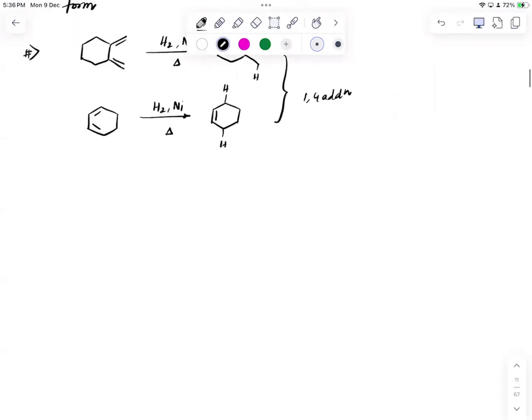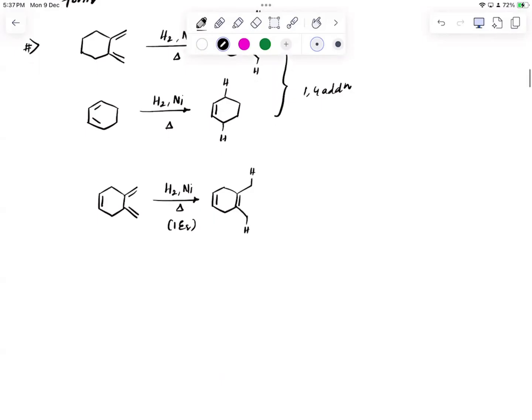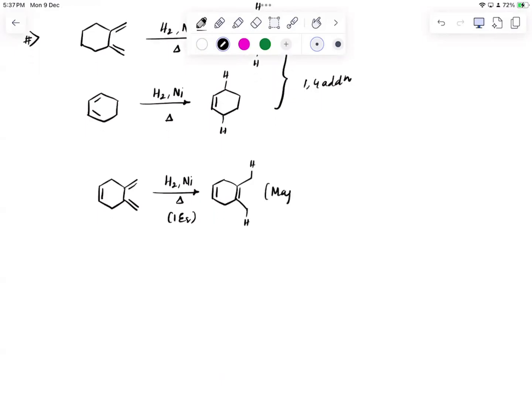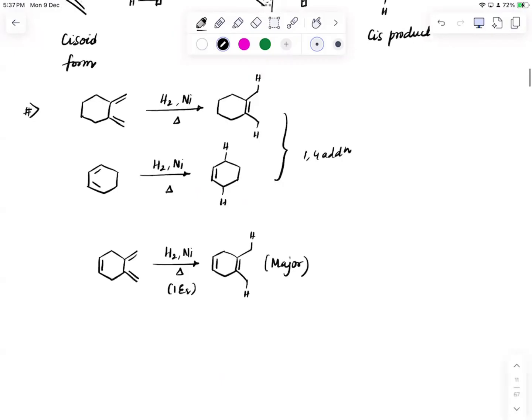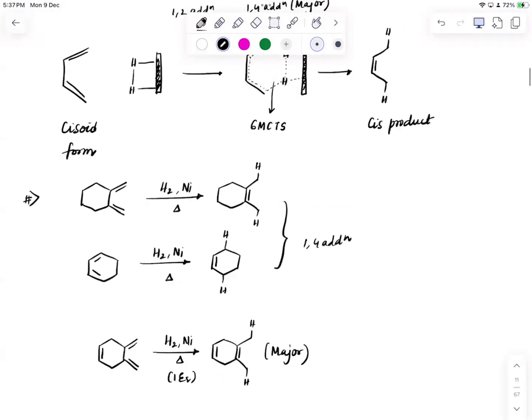Now suppose you have something of this sort, I have one double bond here, and a double bond here like this. And then I'm treating with one equivalent of H2 and nickel and heat. Usually 1,4 addition is always preferred first because that will have more reactivity. So this will be the product formed. Major product formed. Any doubt on this, beta? 1,4 addition?